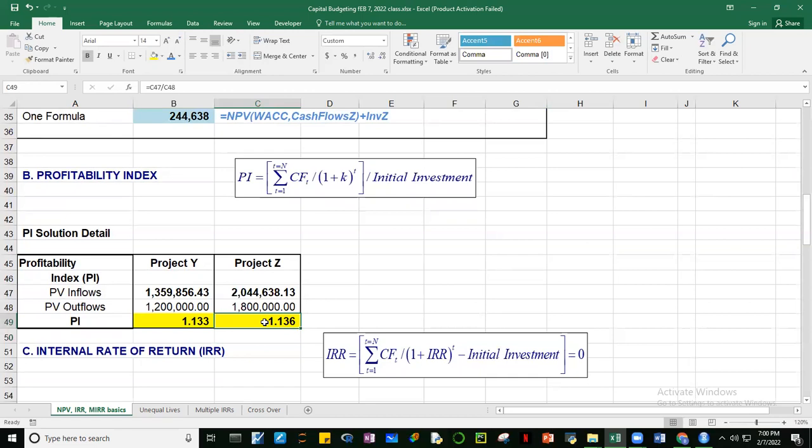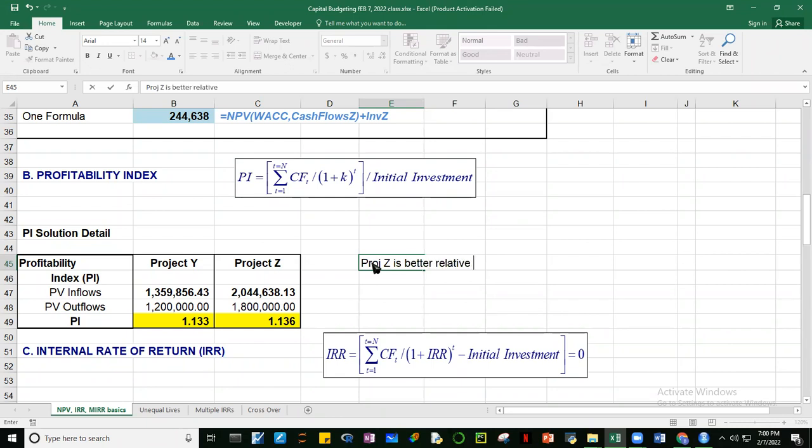So ibig sabihin mas mataas yung present value ng cash flows na nakukuha natin for Project Z for every 1 peso of investment. Okay? All right. So Profitability Index: Project Z is better relative to Project Y due to higher Profitability Index. All right. Any questions, guys, about the Profitability Index?